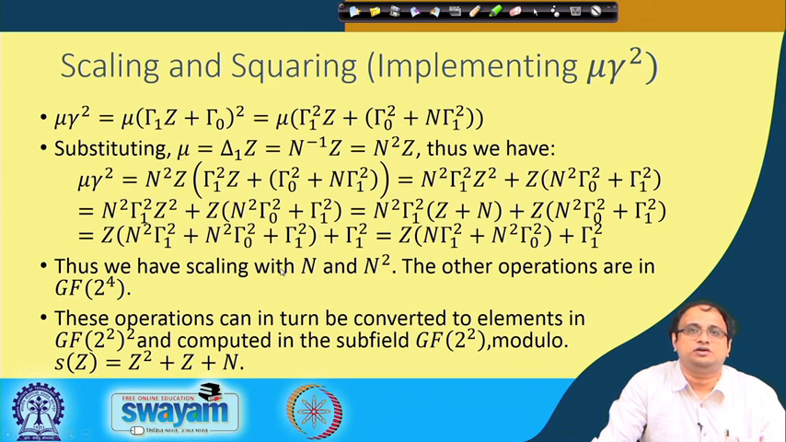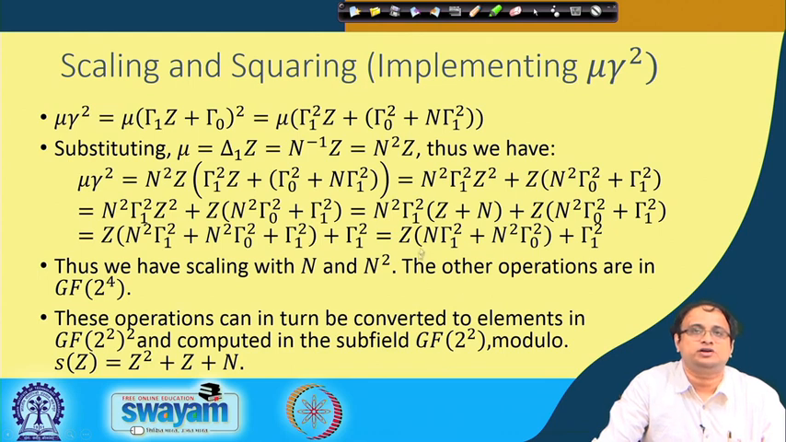So, now if you observe, you can see that we have got some intermediate scalings which you are doing. In order to realize this scaling, hierarchically you are doing 2 more scalings. For example, here you are doing a scaling with n because you are multiplying with n, and likewise here you are doing a scaling with n square. And the other operation is, of course, an addition. So, these operations now also need to be tackled and implemented. These operations can in turn be converted to elements in GF 2 power of 2 whole power of 2 and again computed in the subfield GF 2 power of 2.